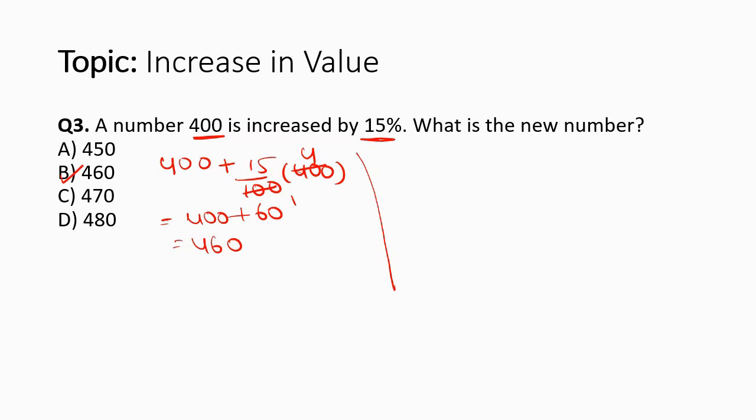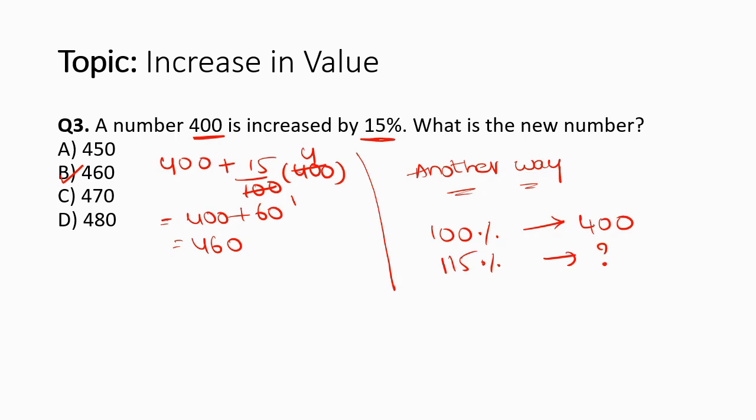Same way, another way is there. Let's assume 100% is the original value of the number, 400, and it has been increased by 15%. So 115% is the new number, which we don't know, so just cross multiply. 115 into 400 by 100 gives 460. So you can use any of the ways.